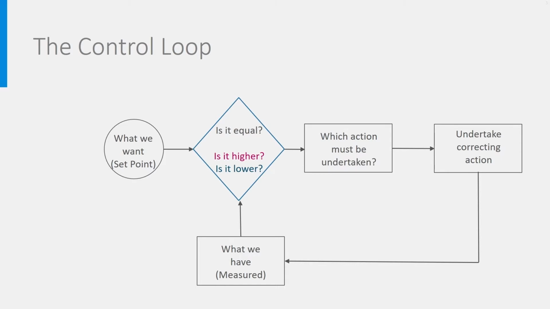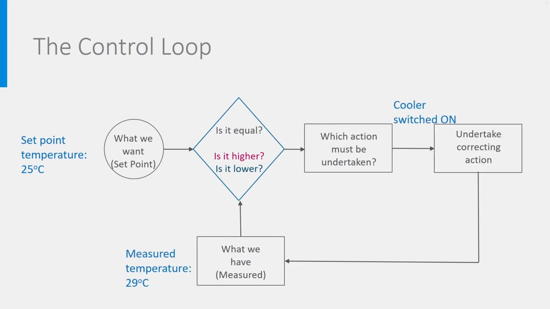to get closer. For instance, I want a temperature of 25 degrees in my house. Set point temperature is 25 degrees. I measure the actual temperature, it is 29 degrees Celsius. I compare both here and see they are not equal, so I undertake the action belonging to this situation, and which is cooler should be switched on. As long as the measured temperature is not equal to the set point, the cooler remains on. From the moment the measured value equals the set point or is lower, the cooler will be switched off.